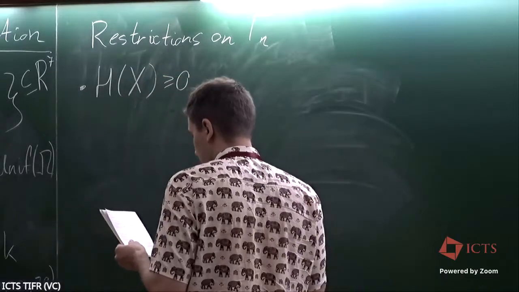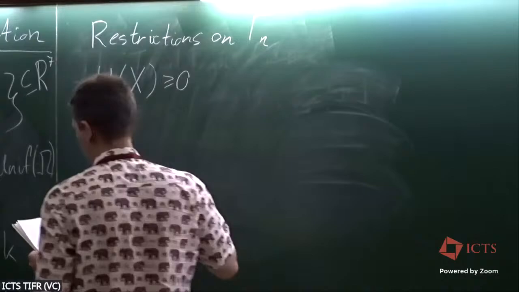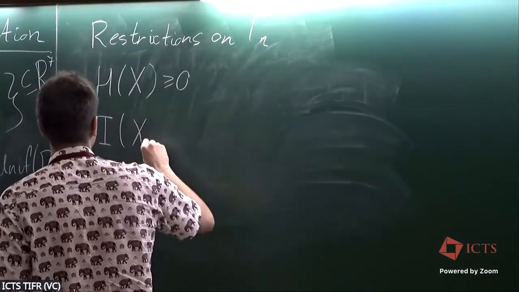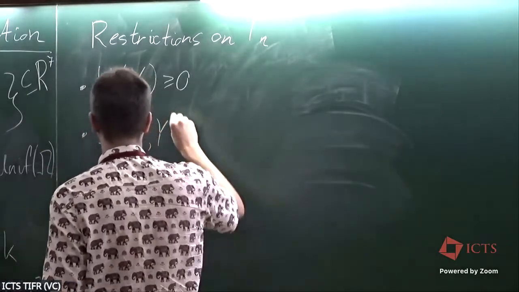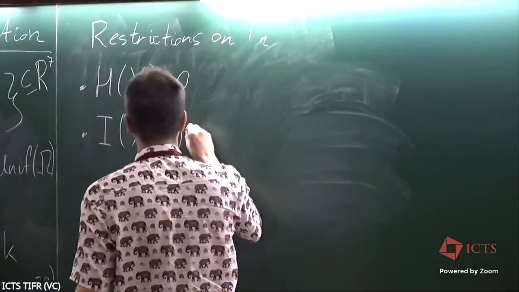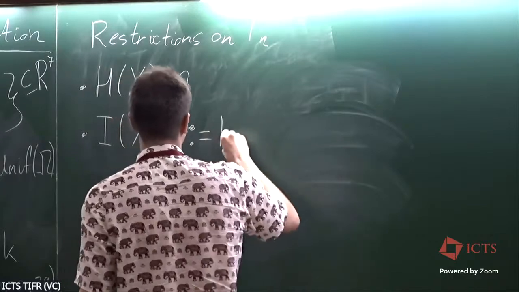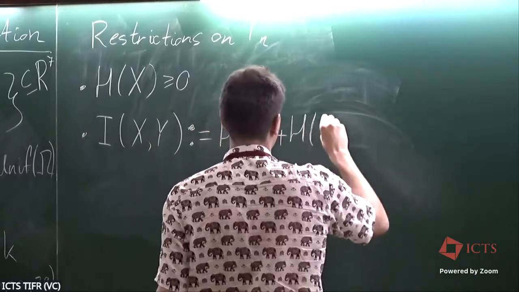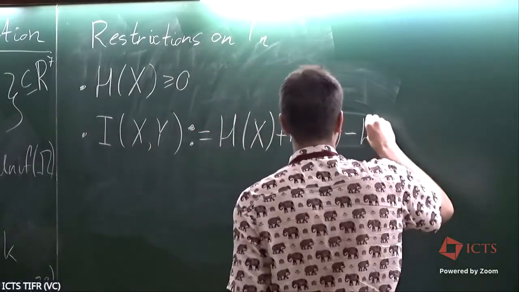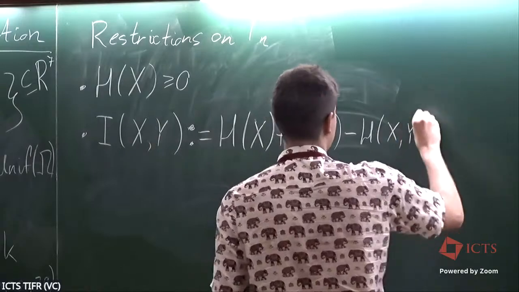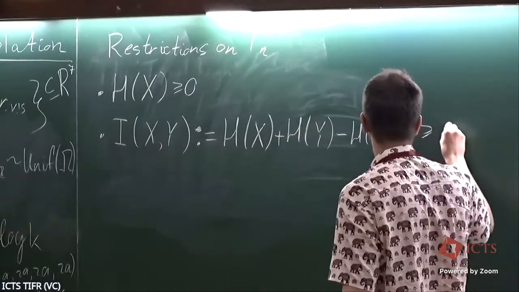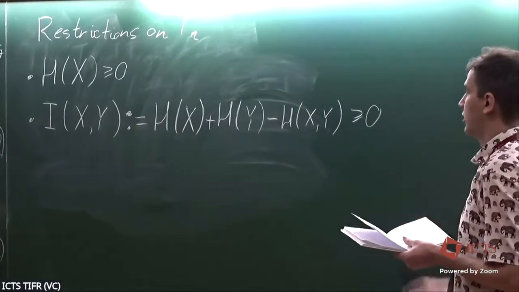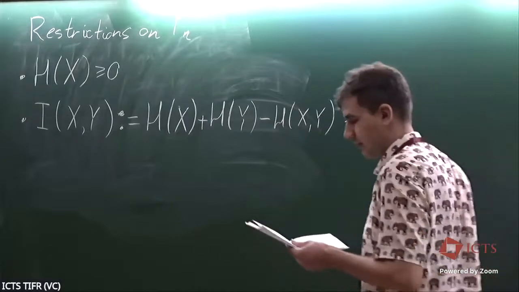Another inequality, which is somewhat smarter, says that something called mutual information is also non-negative. This thing, mutual information, is defined as the sum of individual entropies minus the pairwise entropy. So apparently this thing is also non-negative. This is something we can prove from the definitions.